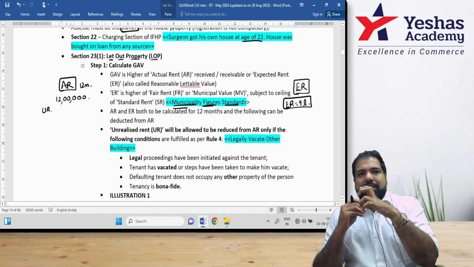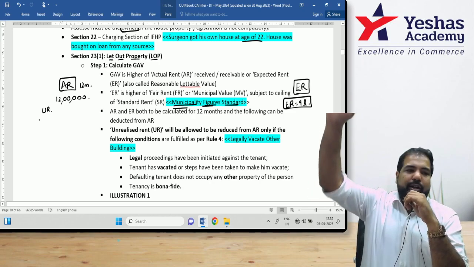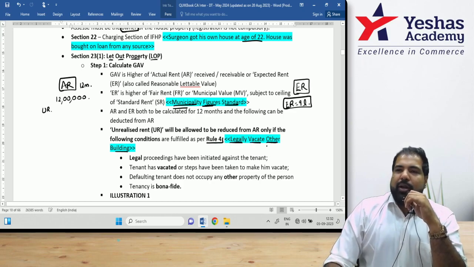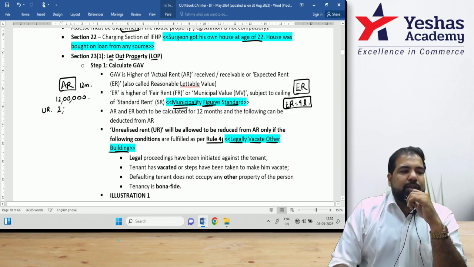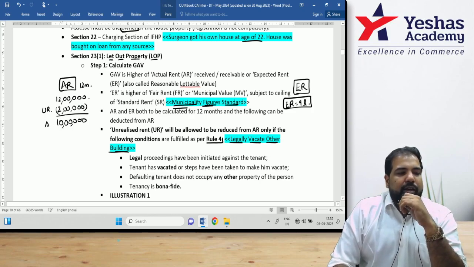Yes. Guys, understand this one calculation, all calculations are similar. You can minus unrealized rent where four conditions are fulfilled. Legally vacate other building or our building, rule 4. Legal action, ask him to vacate. No other building should be given to him and it should be a bona fide agreement. Can I minus 2 months of unrealized rent? Yes. What is the next number, guys? 10 lakh. And for just you and me, we'll call it AR2.